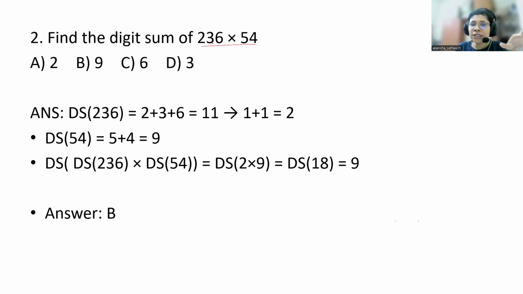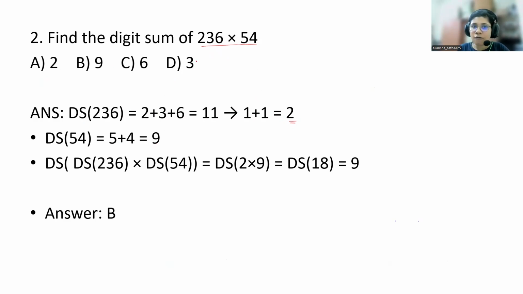So whenever you see multiplication of these huge numbers, or addition or subtraction of these huge numbers, first you compute digit sum. So digit sum of 236 is 2 plus 3 plus 6, that is 11. Again, two digit number. So again you have to compute digit sum, that is 1 plus 1 is 2. So digit sum of 236 is 2. Digit sum of 54 is 9.